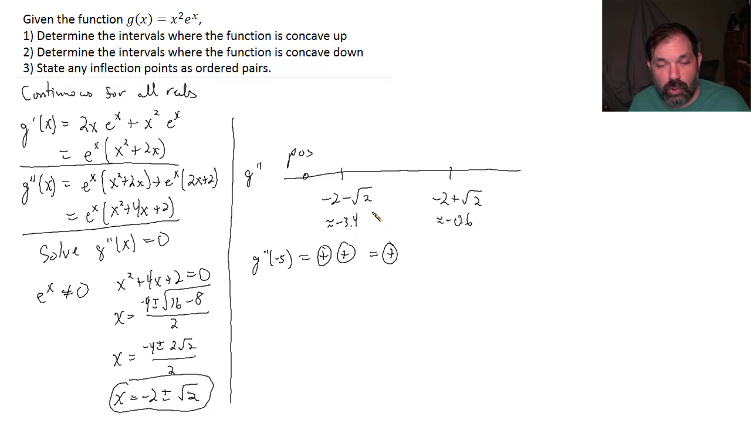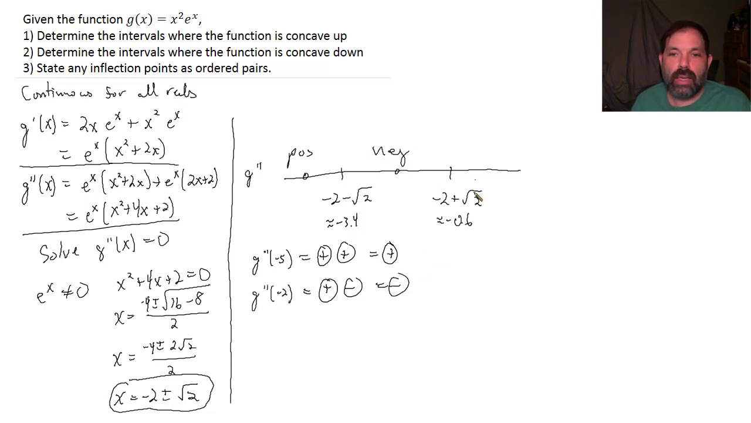And then how about a number between negative 3.4 and negative 0.6? About negative 2. e to the power is positive. Now negative 2 squared is 4. 4 times negative 2 is negative 8. 4 plus negative 8 is negative 4, plus 2 is a negative. And then finally, how about we test 0? g double prime at 0 is obviously positive.